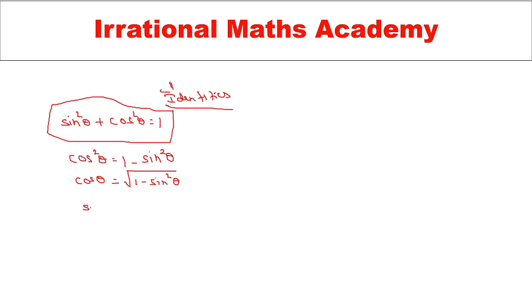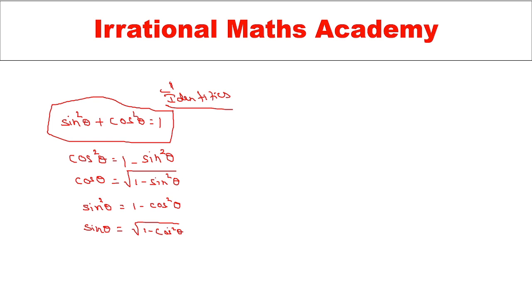Similarly, if I want sin theta in terms of cos theta, what I can do is leave sin squared theta here only, equal to 1 plus cos squared theta, right? If I take it to that side, what happens? 1 minus cos squared theta, or if I want sin theta, under root of 1 minus cos squared theta. Okay, these are the different forms you can write from this single identity.